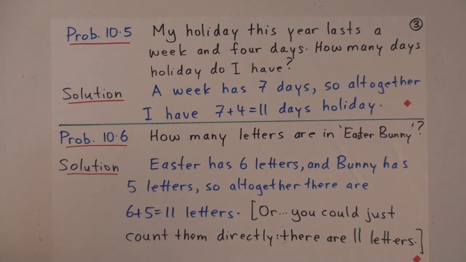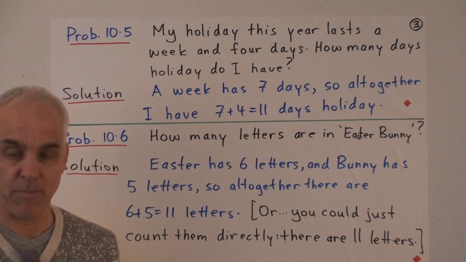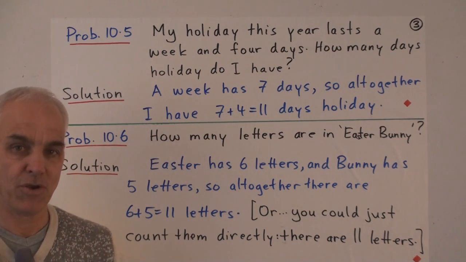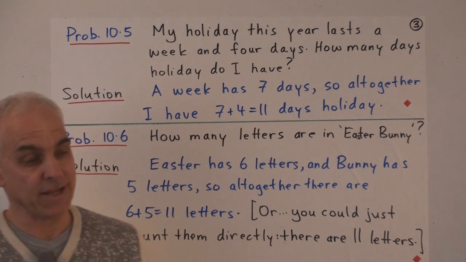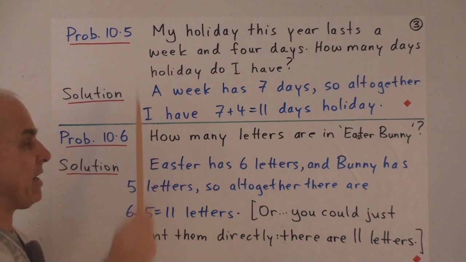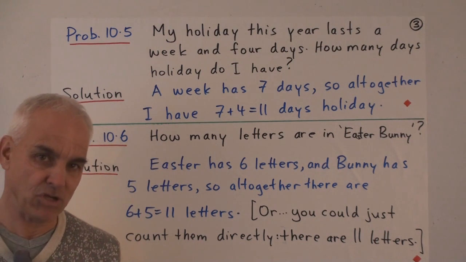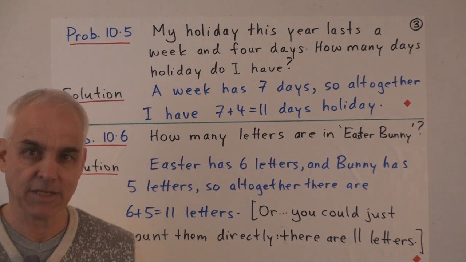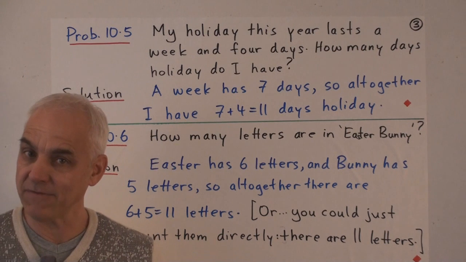Well, we need to add the number of days in a week and the number 4 together for the total number of days. So it's an addition question. There's a little bit of possible ambiguity in the sense of, well, what do we mean by a week here? The standard interpretation is a week has 7 days, but if you're thinking of a working week, then maybe you might only think of a 5-day week.